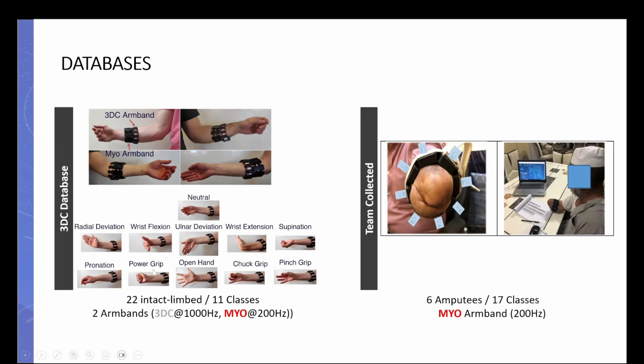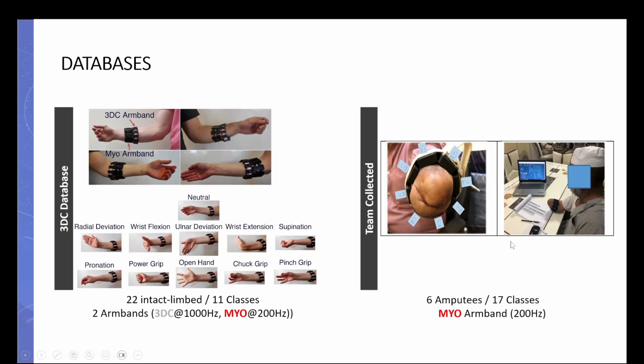So the first one of them was the 3DC with two armbands on the forearm of the users, 22 intact limb subjects with 11 classes, two armbands collecting the signals at the same time. One of them is 3DC at 1000 Hz and the second was Myo at 200 Hz.